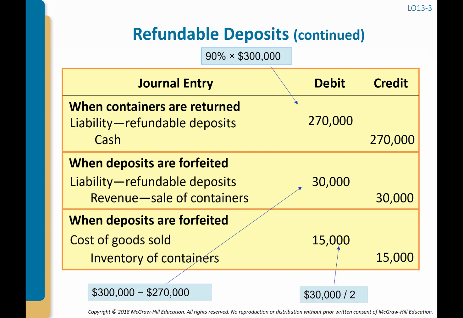And so we're going to go ahead and debit the liability now. And we actually have what? Revenue. We're considering those containers have been sold. And then they said that the deposit amount was twice the cost of those containers, so we would debit cost of goods sold and credit the inventory of containers.